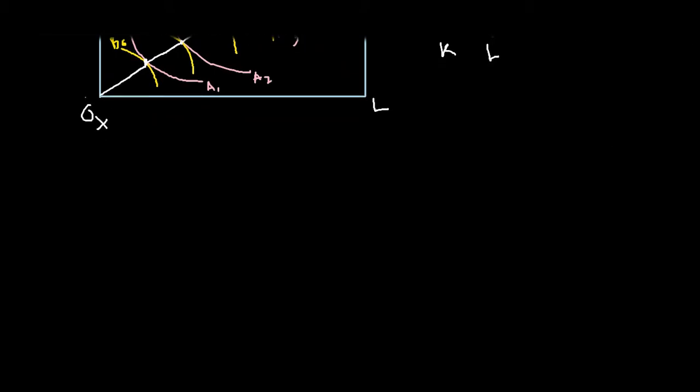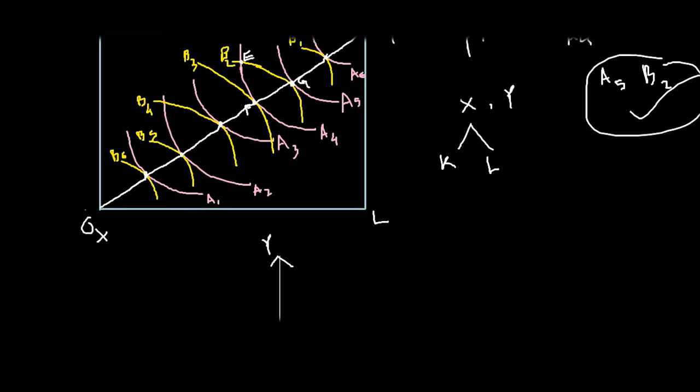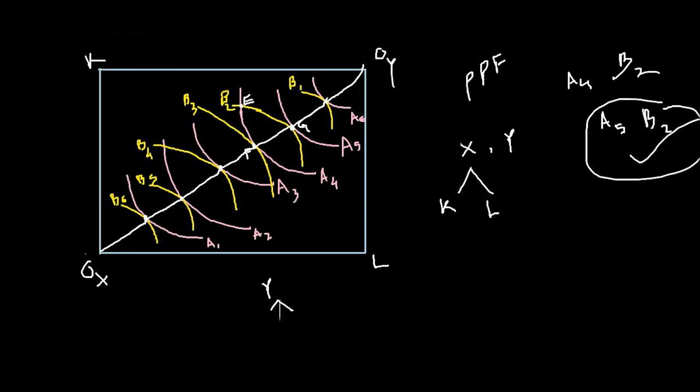Let me make some space and let us draw the x-axis. So now this is the y-axis, denoting the product y, and this horizontal axis is denoting the product x. Now see, let's take a point here, let's take point z. Point z shows how much x is being produced at point z. That is being denoted by the isoquant a5.